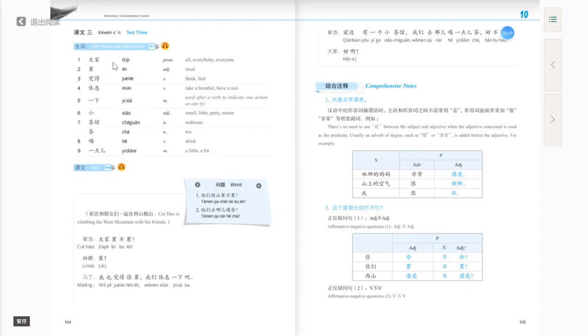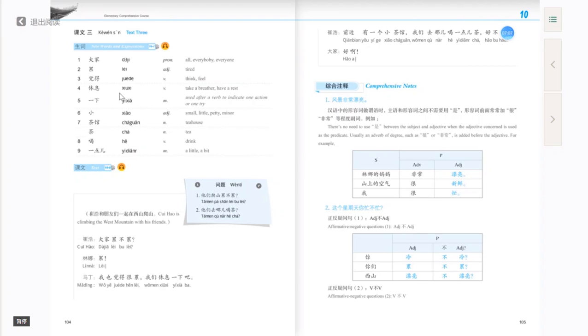Okay, we don't use this. So please do not mix up these two types of question. We use ma for a yes or no question, and you say 你累吗? And we use verb or not verb, like 你累不累? without ma, for an affirmative and negative question. Okay. And next one, 觉得, think, feel. 我觉得很累, I feel tired.